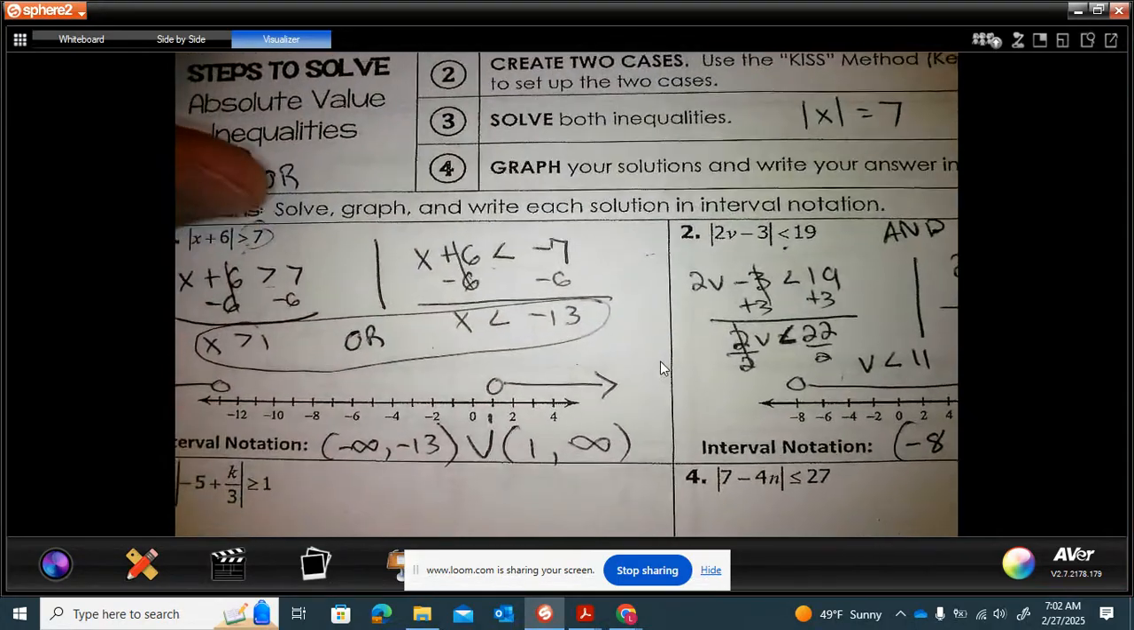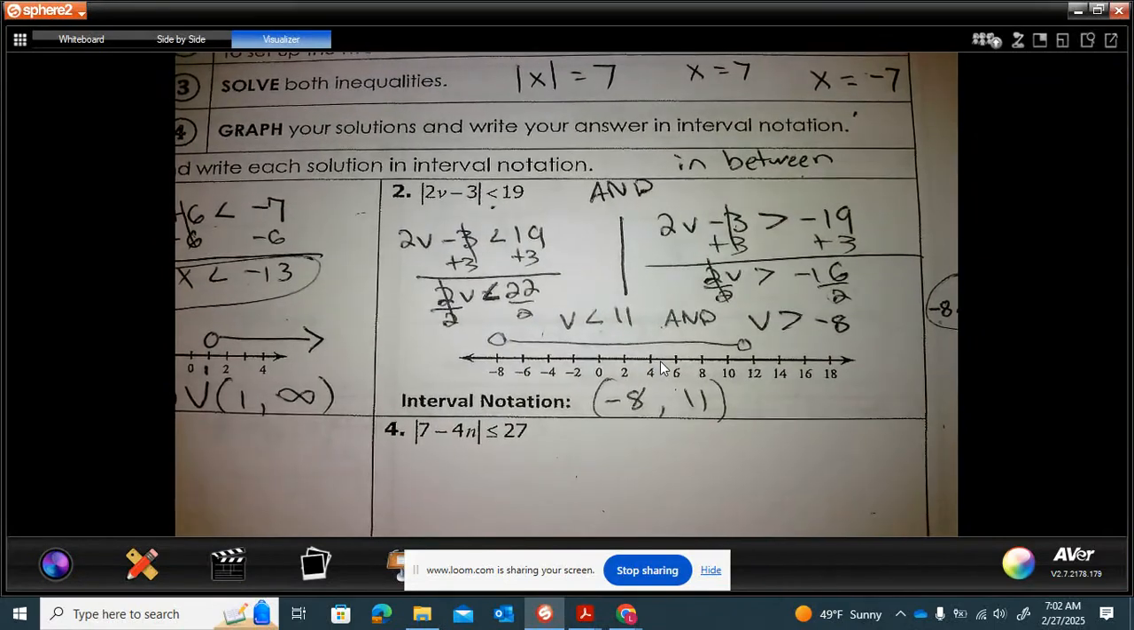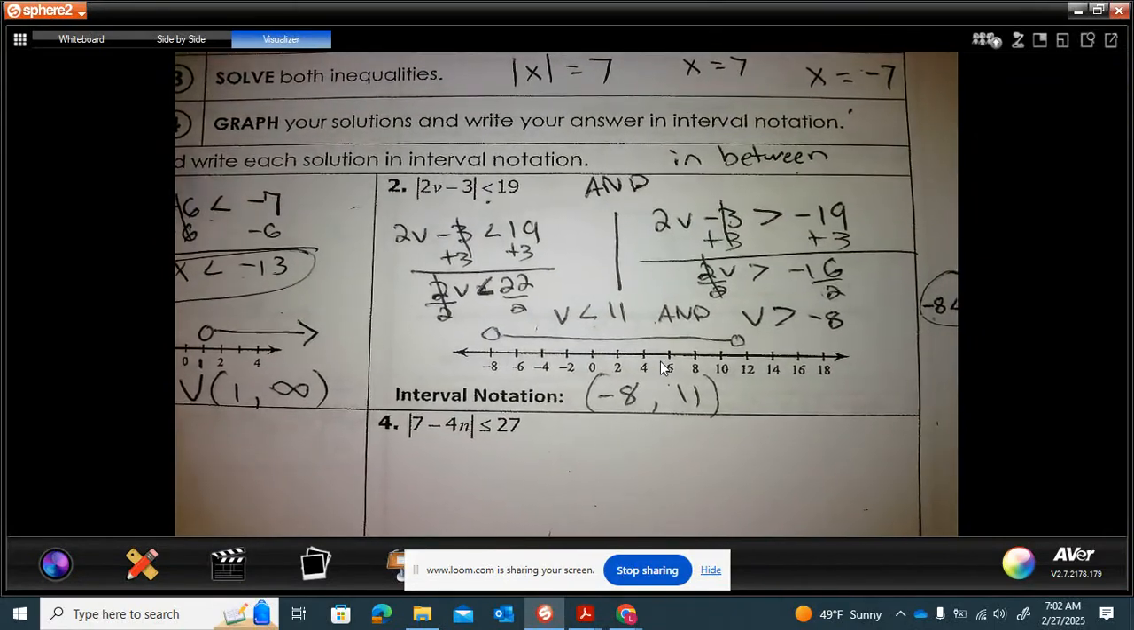So we did an or and we did an and. And so now what I'm going to do is I'm going to flip the page.